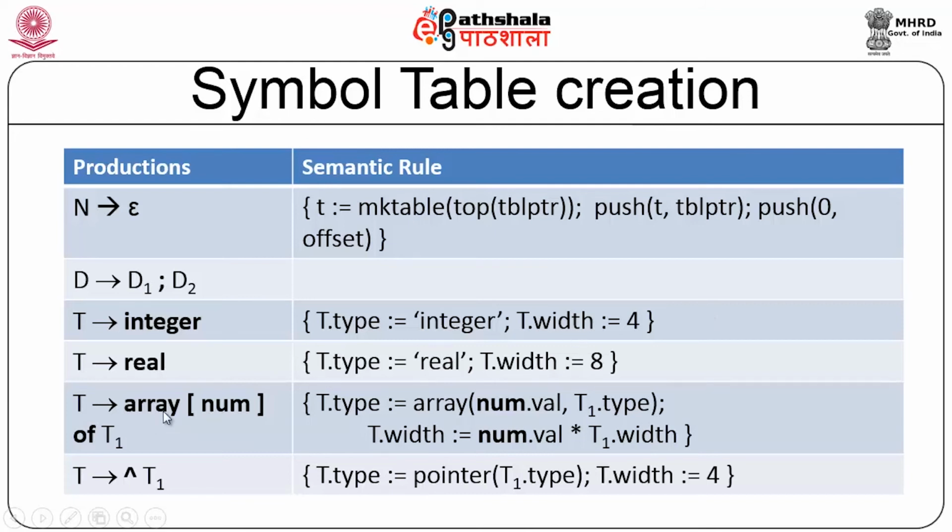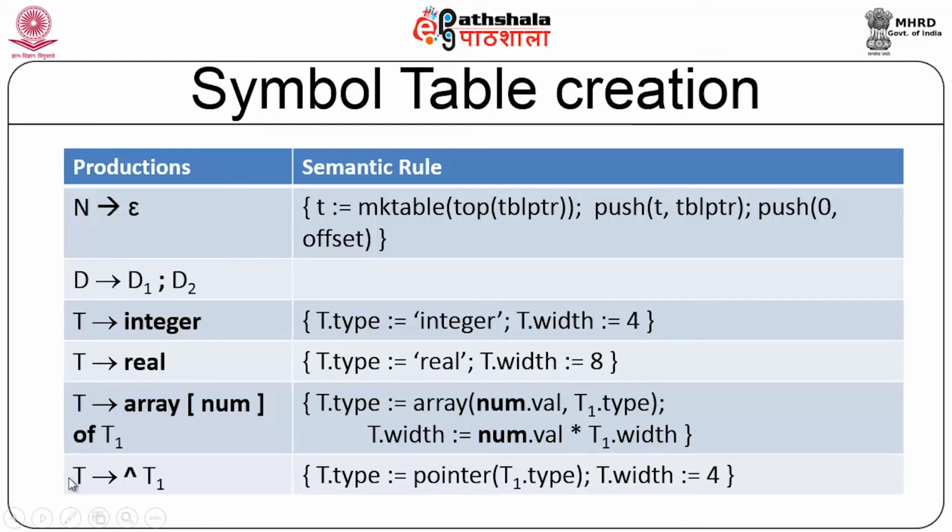And when I see an array of num of T1, type of T is nothing but array num dot value comma T1 dot type, meaning that the type of this T is a 10 element array of integer, that is what we are assigning here. And T dot width is equal to num dot value multiplied by T1 dot width. So, if I am declaring a 10 element integer array, it is going to be 10 into T1 dot width, which is nothing but 10 into 4, 40. So, the width of T is 40.